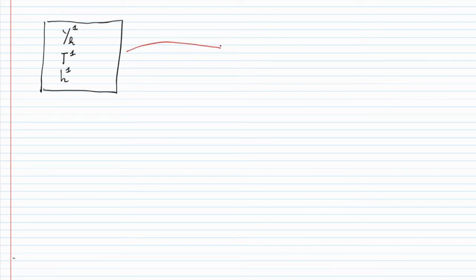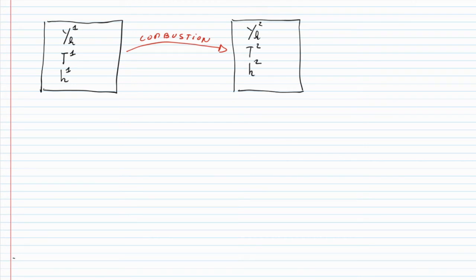So the reactive system prior to the combustion is filled with fresh gases. Composition is Yk1, temperature T1. This corresponds to an enthalpy H1. Combustion occurs, and that leads to the formation of products, or burned gases. The state of the burned gases is characterized now by species mass fraction Yk2, temperature T2, leading to an enthalpy now equal to H2.